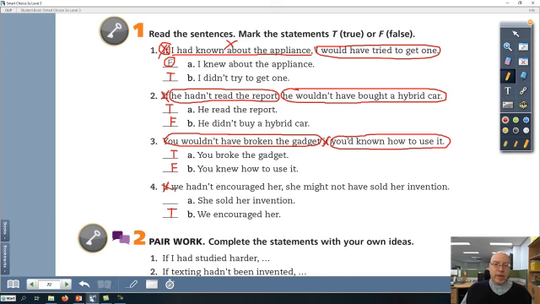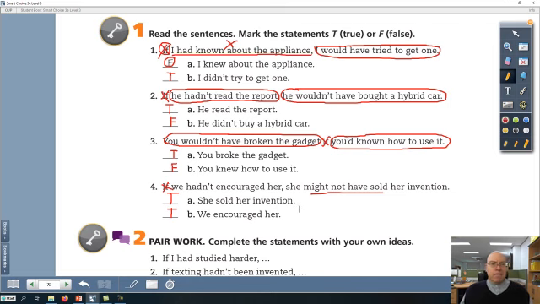This is true, because we're thinking the opposite. She might not have sold her invention. Negative, so think of the opposite: she sold her invention. So this is true too. 1, we encouraged her. 2, she sold her invention.